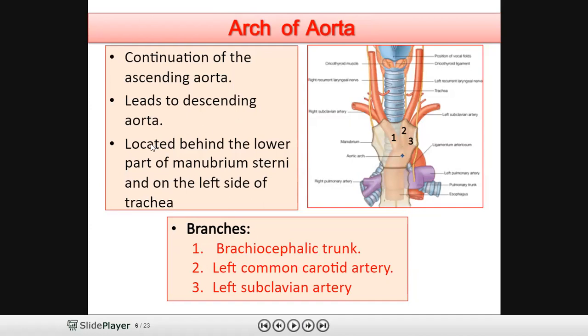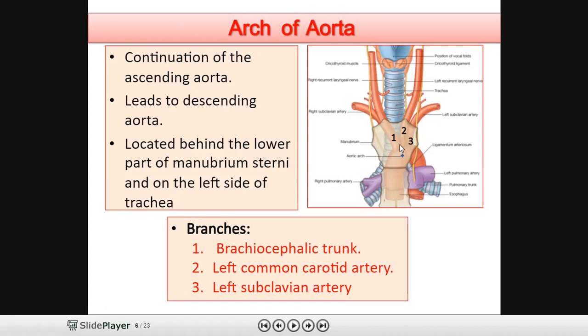But before that, the arch of the aorta is located behind the lower part of the manubrium sterni. So this is the manubrium. This whole bone here is called the sternum or the breastbone. This upper part of the sternum is called the manubrium sterni. And this aortic arch, as you can see, is located behind this manubrium of the sternum. You see the curve behind this bone.